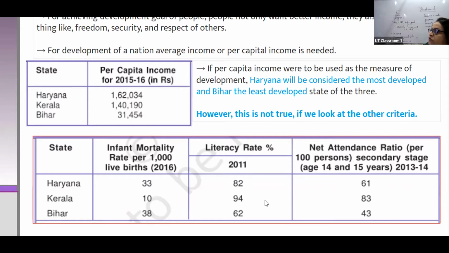So for development of a nation, average income or per capita income is needed. Now another aspect when we are considering development. Before that I'll ask you where your families are concerned. Where are most of the expenses centered? Two things. Your parents earn, right? Where are most of the expenses going? Okay, on children. So say on all of you, where are the expenses? Education. Correct.